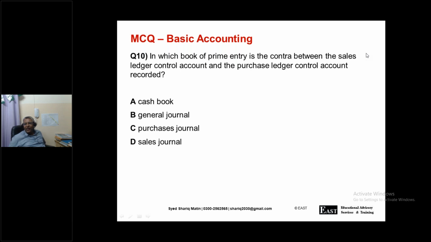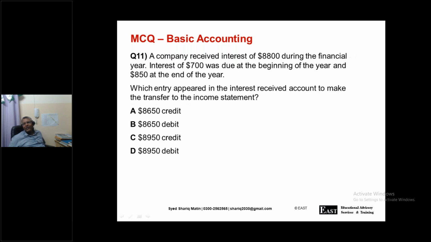Let's move on to the next one, where you have to tell what amount will be transferred to the income statement. There is some interest receivable at the beginning of the period, some interest receivable at the end of the period, and some interest received during the period. What is the amount to be transferred to the income statement? Okay, take your time. Perhaps this would be our last question, so give yourself time and let me know the answer.